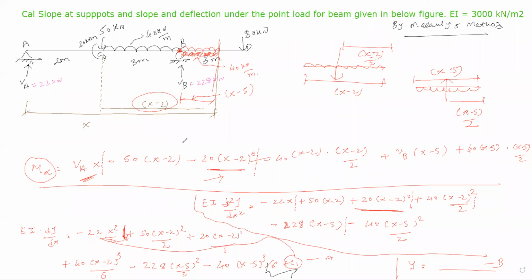Okay, so now to calculate integration constants C1 and C2, you need to apply boundary conditions. The boundary conditions are that at point A, x equals 0, y equals 0. Everybody with me? Please confirm me. Yes or no? And similarly, at point B, can I say that x equals 5, but again y equals 0, due to the hinge and the roller support. So we have two boundary conditions and two integration constants, C1 and C2.